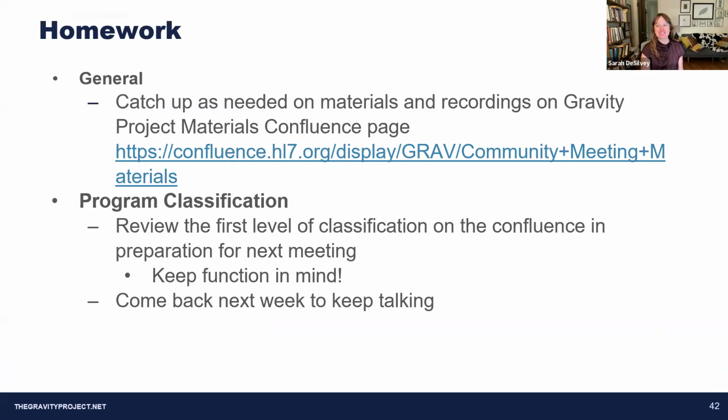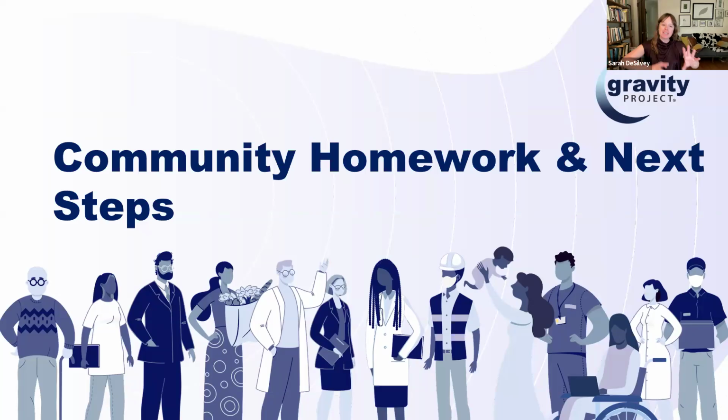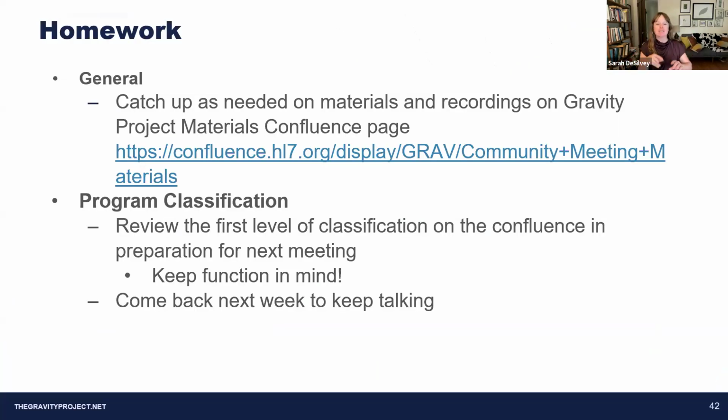So catch up on materials as you need to. Review the cost of the highest level classification on the Confluence. Keep function in mind. Bring your users, those people that use classifications, to the next meeting. Note that the next meeting might not be the 8th, because we just spent an hour and a half talking about 2 small things, right? So thinking that this might need to happen in a special meeting, and then allowing the domain build to happen in a different meeting, is making a lot of sense to me. Thank you so much.